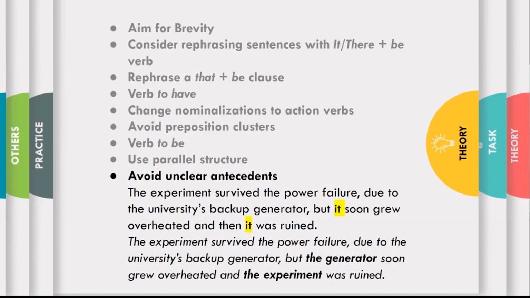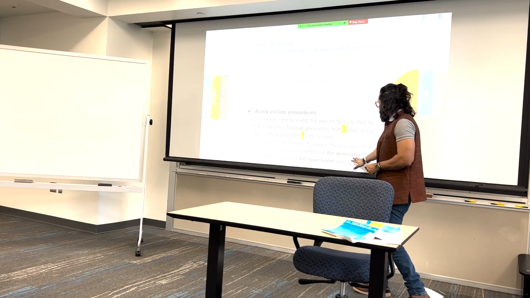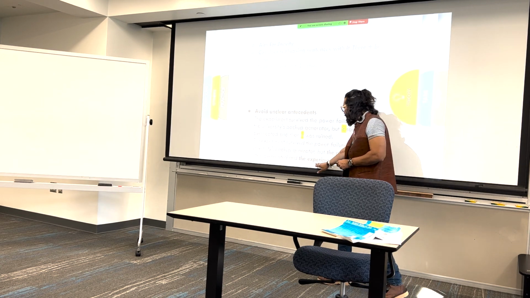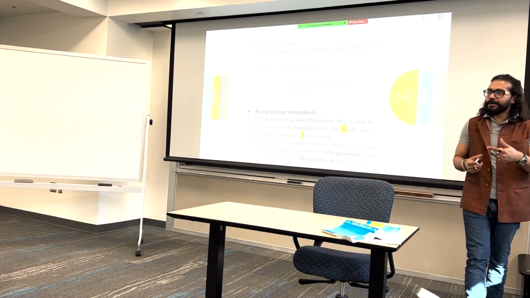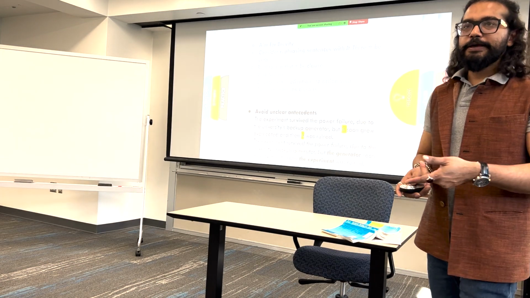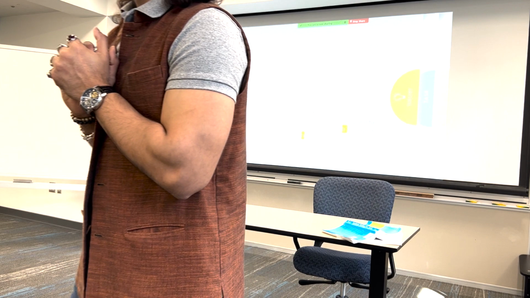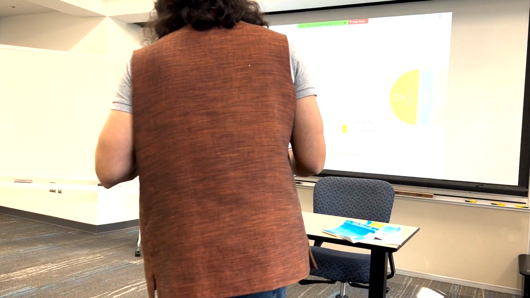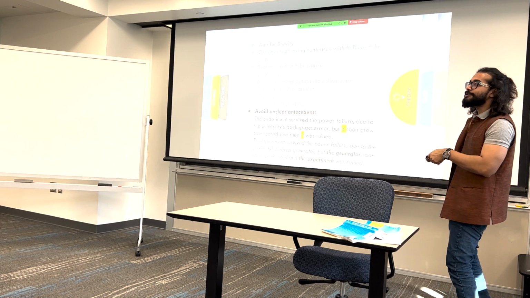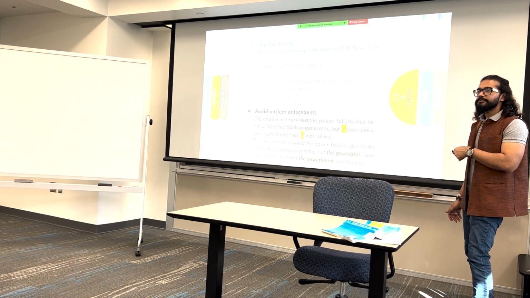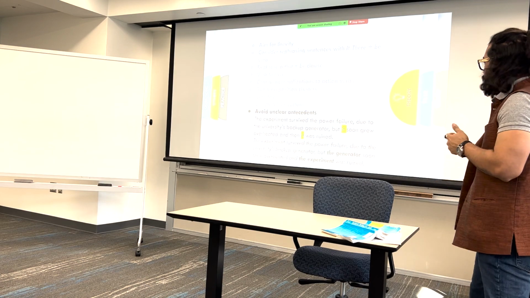So the problem with this, what I mean by unclear antecedents, is this "it". It's not clear which "it" we are talking about. Are we talking about the power failure, the experiment? What got ruined? The experiment got ruined or the generator got ruined? Because we have many subjects here. The experiment survived the power failure due to the university's backup generator, but the generator soon grew overheated and the experiment was ruined. So you better make it clear if you have unclear antecedents, because we have so many "it" here, and which verb is for which "it" is not clear. Make sense? Any confusion? Cool.